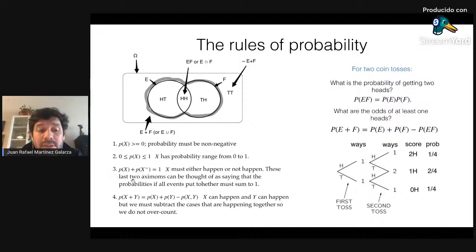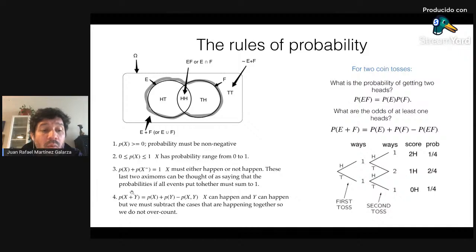So the complement always, this is what I was just saying, has to add up to one. So X must either happen or not happen. If the event of X happening has a value of 0.3, then the probability of it not happening has to be 0.7.